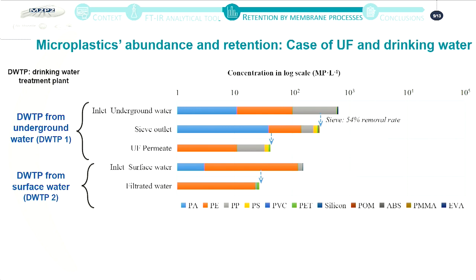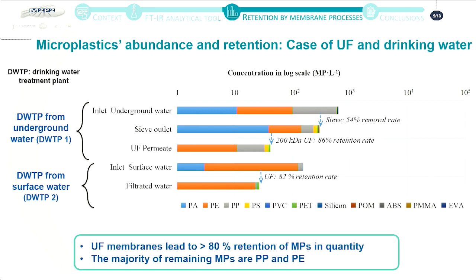Now, if we look at the case of the drinking water treatment plants, in log scale again, you can see that after UF, ultrafiltration as a final treatment, we could remove more than 80% of microplastics in quantity. But in the tap water, we still have some remaining microplastics, such as polyethylene mainly, and a bit of polypropylene also, for the first drinking water treatment plant.